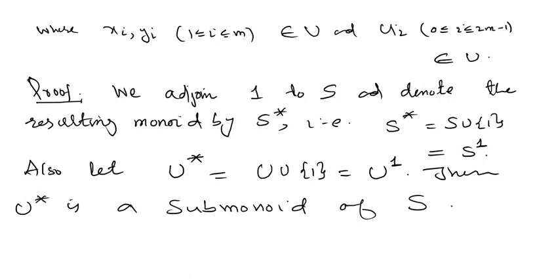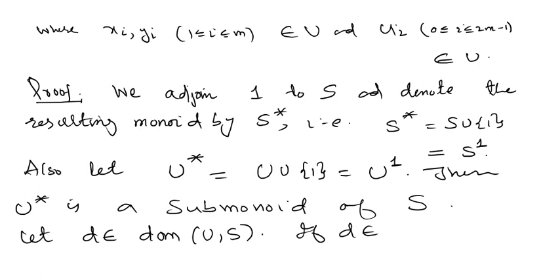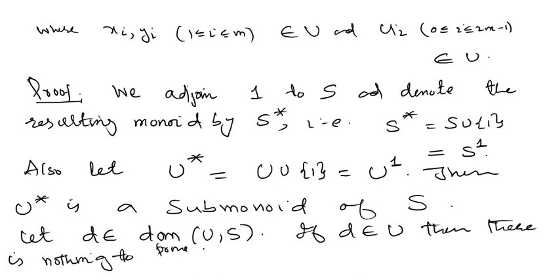Okay. Let D belong to the dominion of U in S. If D is in U, then there is nothing to prove. So assume that D belongs to the dominion of U in S, but not in U.